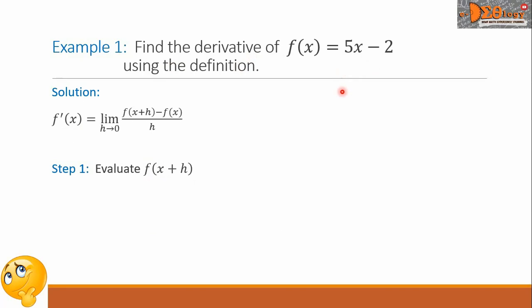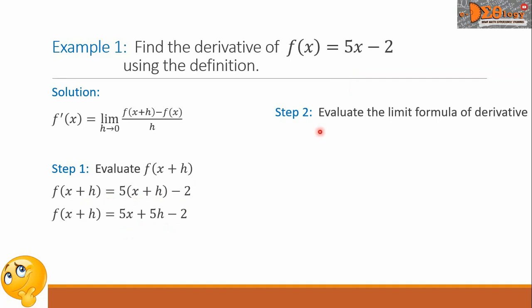Considering our function here, we're going to change every x by x plus h. So we have now the f of x plus h equals 5 times the quantity x plus h minus 2. Simplifying this, we have now 5x plus 5h minus 2.